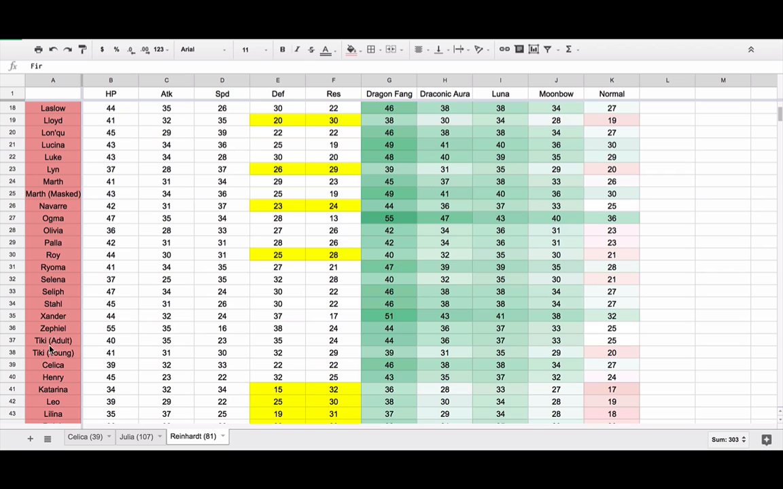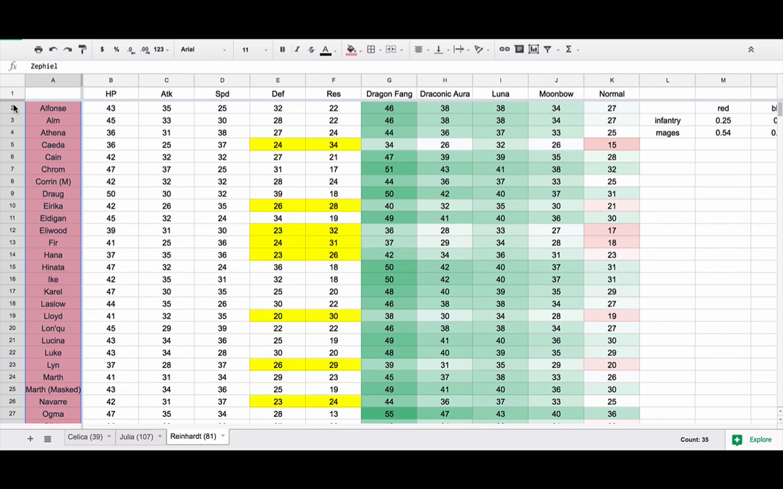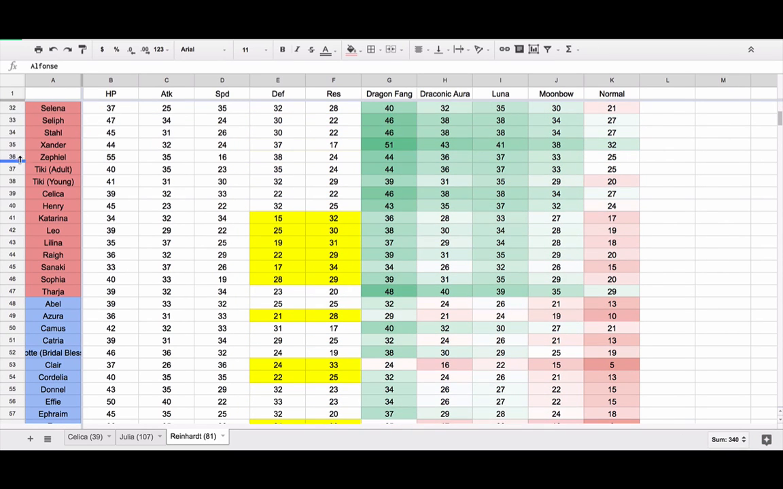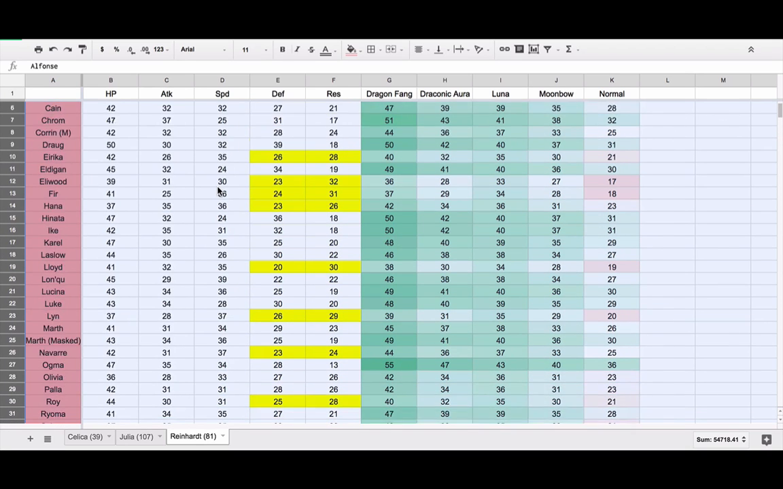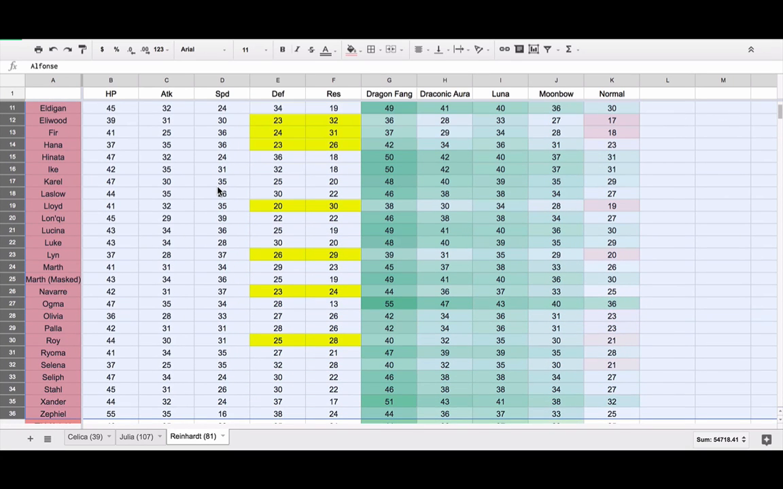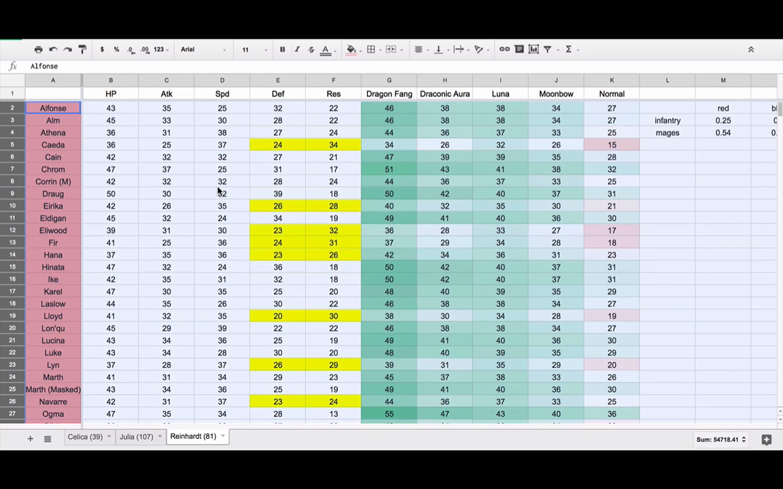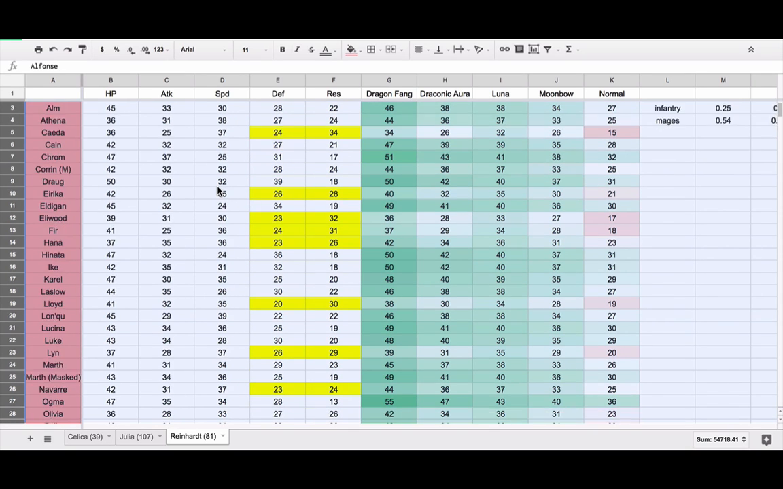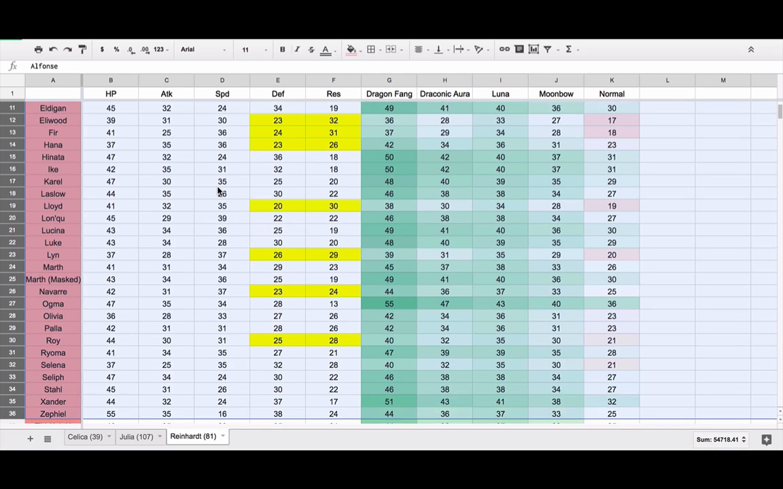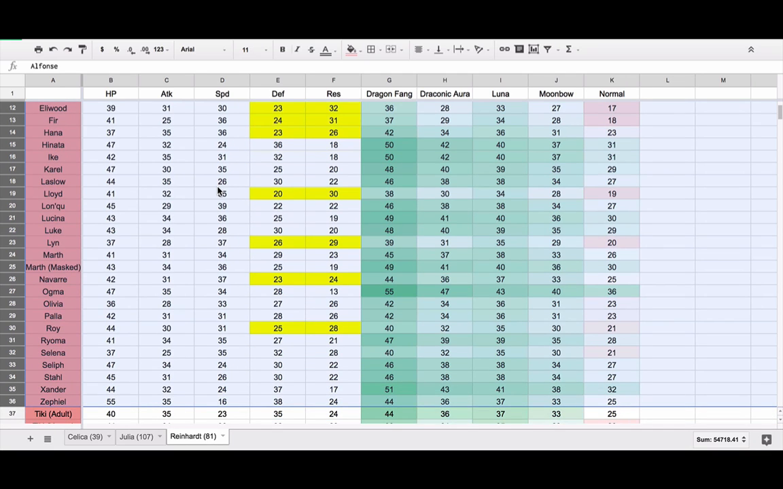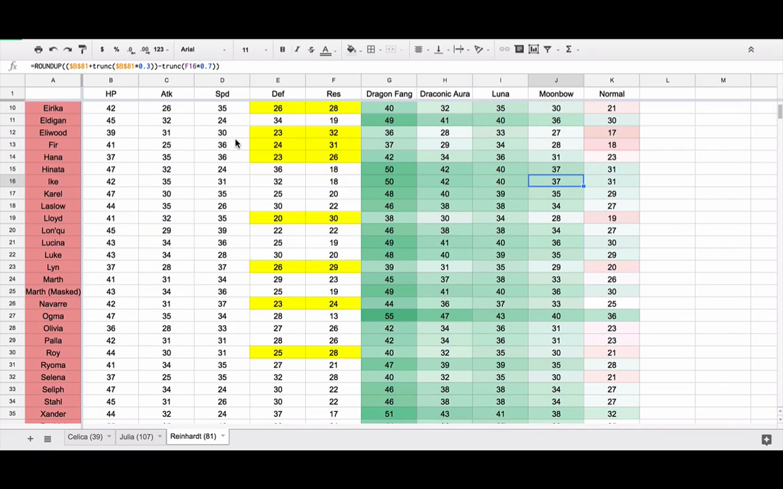But the point about the infantry units is that, looking at least at the red ones, which are from row 2 to row 36, these are melee physical units. And just looking at how many highlighted versus non-highlighted rows there are, it seems like more units have lower resistance than defense. And that is a trend.